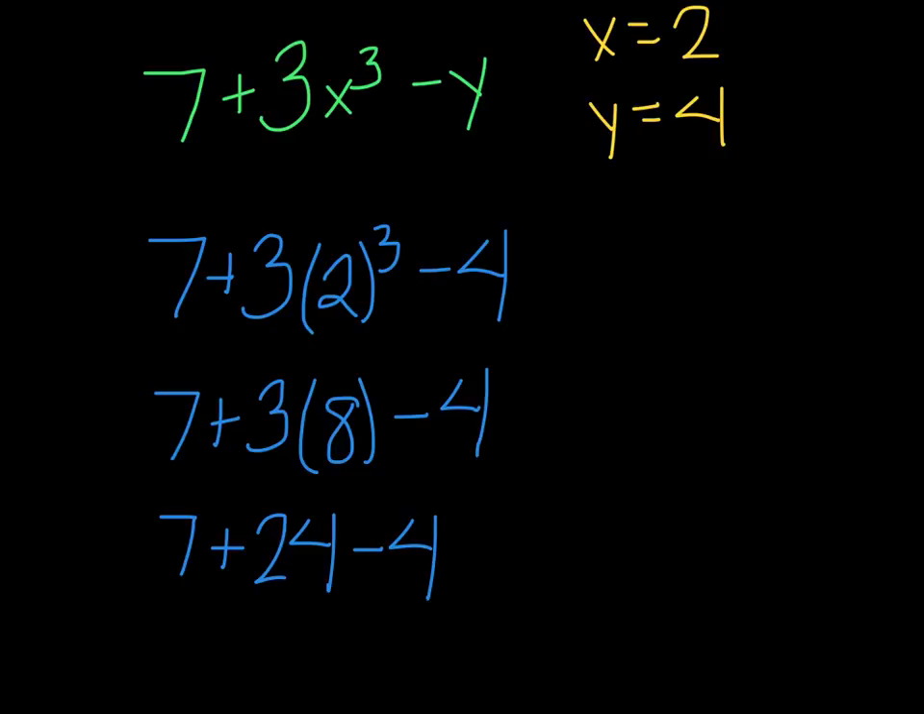Now the next thing to do, all I have left is adding and subtracting, so I just do that from left to right. So 7 plus 24 equals 31. I'm going to rewrite that over here. 31 minus 4, which equals 27.